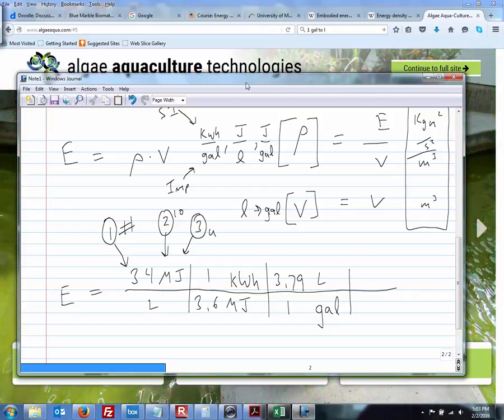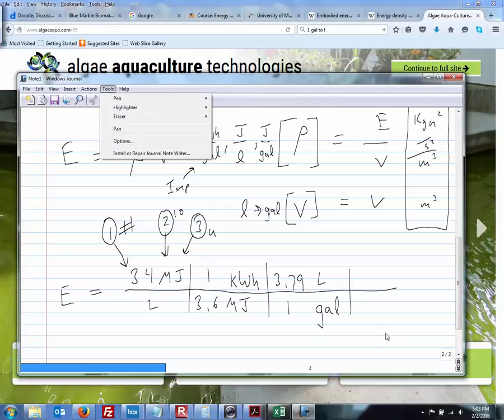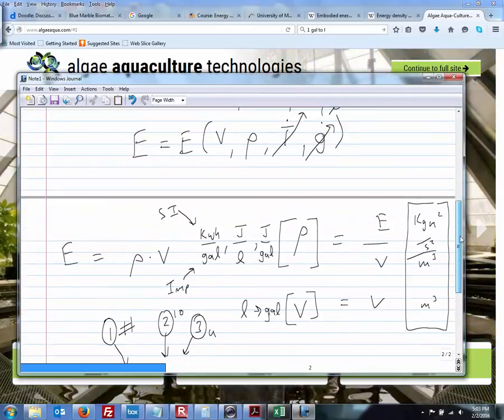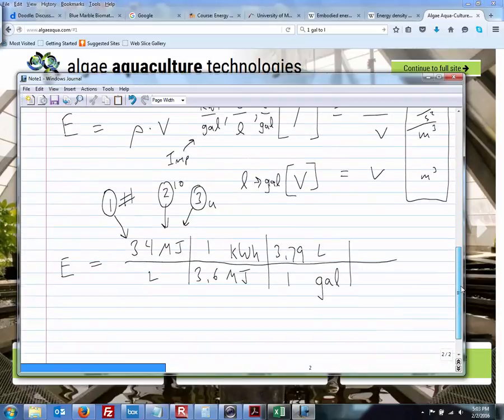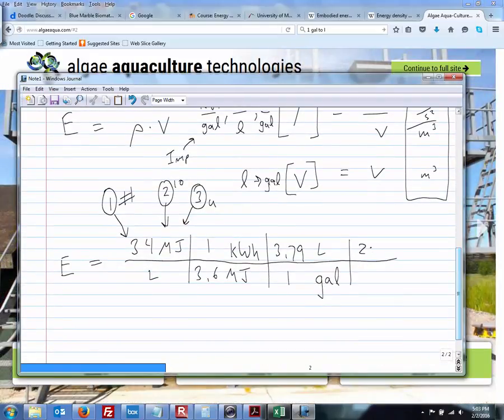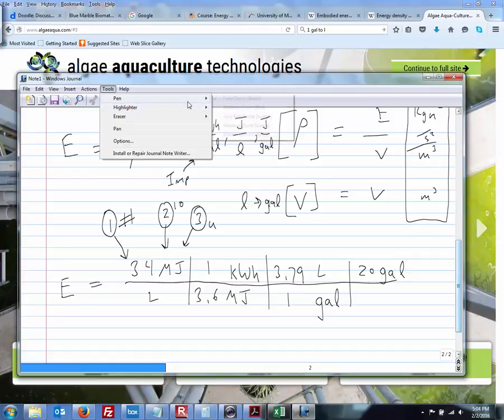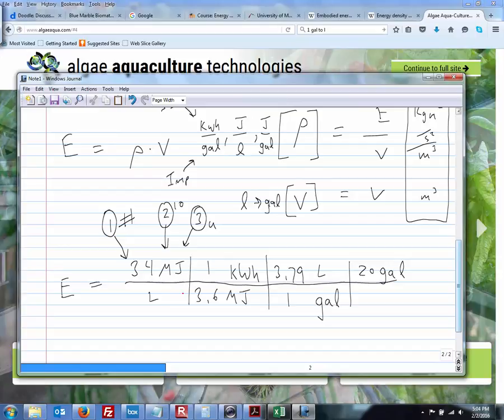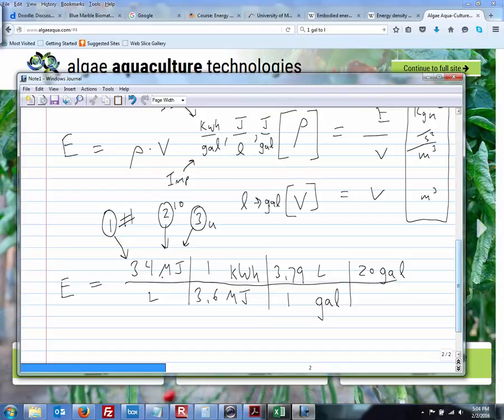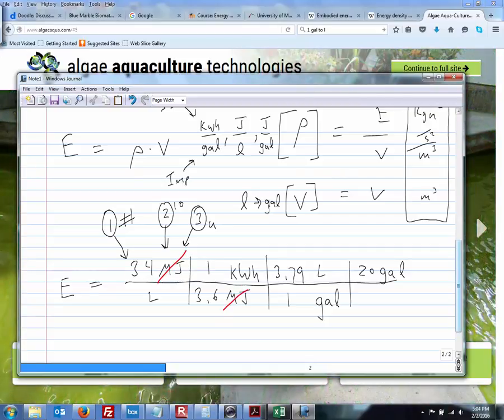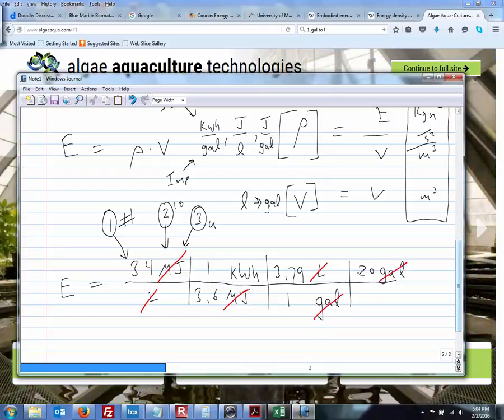And then really the last thing to do here is to go back up, and what did I say? I've got a 20-gallon tank. Okay, and then 20 gallons. All right, now we should be all set. We should be ready to rock on this. Let's just see. The megajoules are going to cancel. The liters are going to cancel. The gallons are going to cancel, and all I'm going to be left with are kilowatt hours.